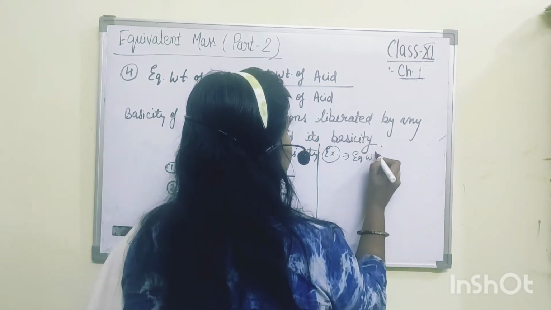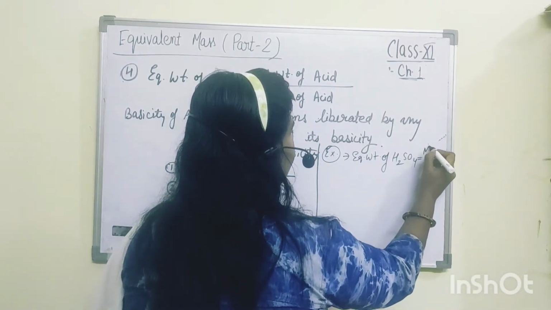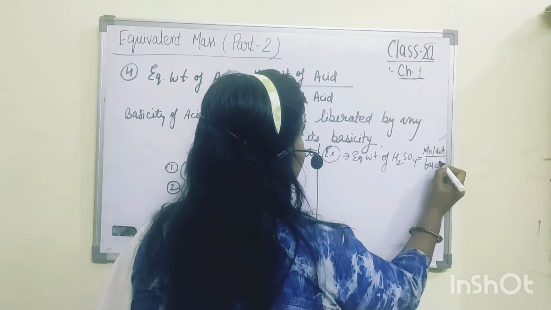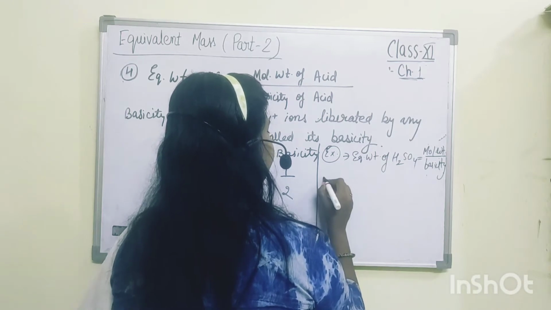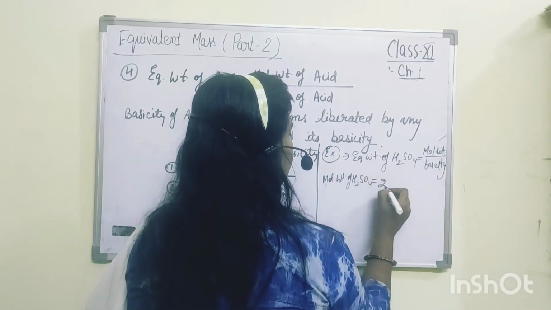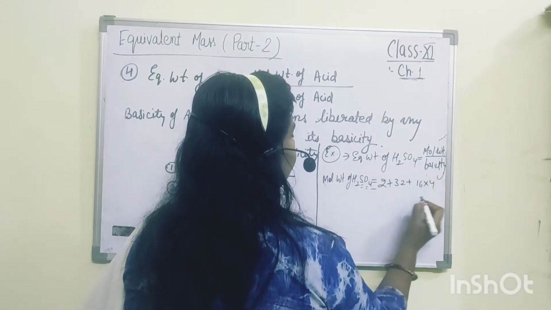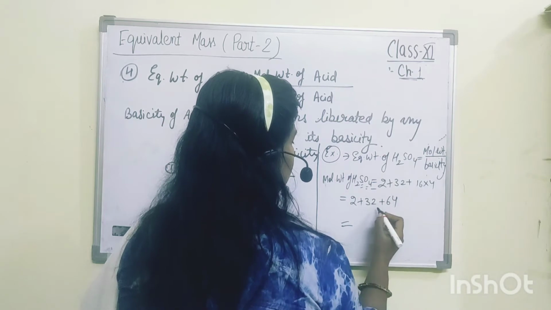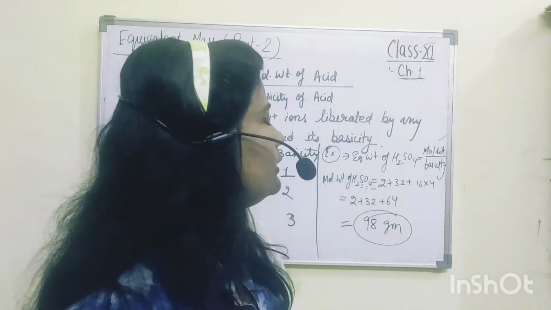Now for example, suppose you have to find the equivalent weight of H2SO4. For that you need its molecular weight and its basicity. The molecular weight of H2SO4 is 2 plus sulfur atomic weight 32 plus 16 multiplied by 4, that is 2 plus 32 plus 64, which is 98 gram.